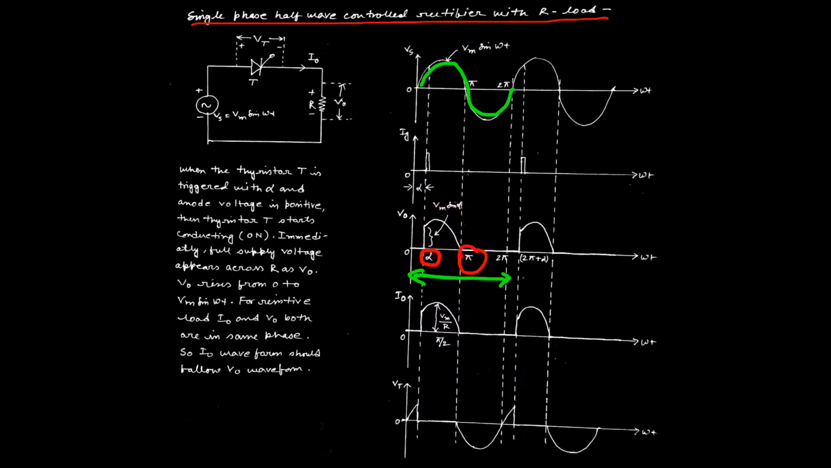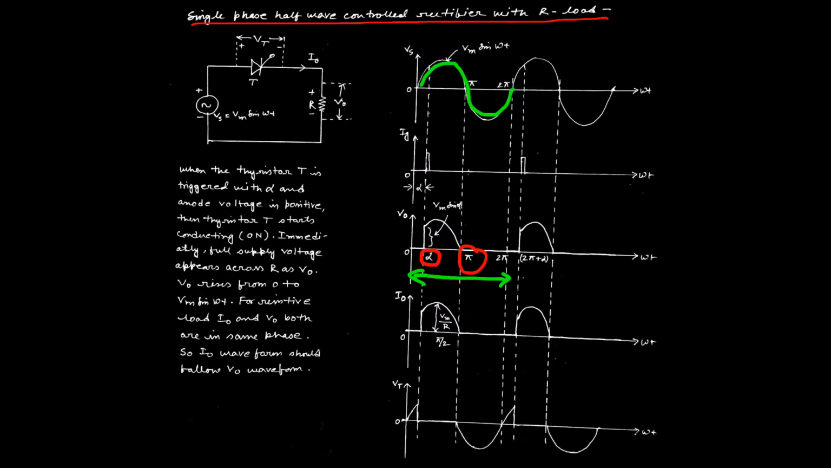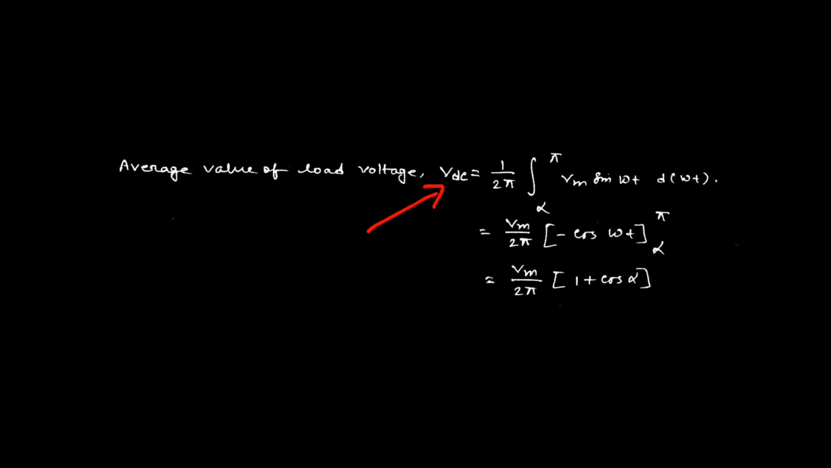So the number of peaks is 1, because one peak is there between 0 to 2 pi. That is why we express the term as the number of peaks, 1, divided by the complete cycle, 2 pi. Now the integration of the confined region, where the peak is confined, alpha to pi. That is why the lower limit of the integration is alpha and the upper limit is pi.